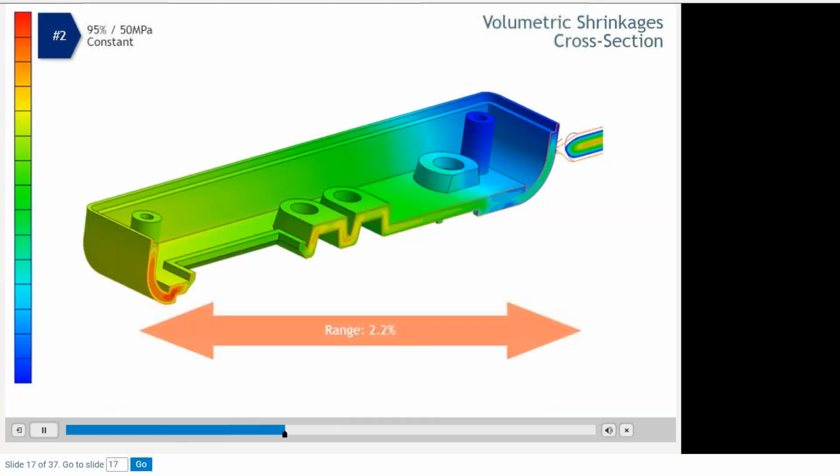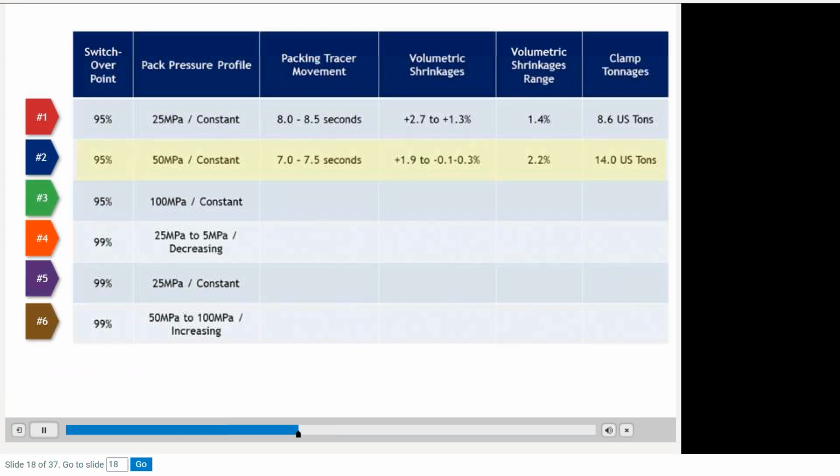The cross-section indicates a significant reduction in volumetric shrinkage with the higher pack pressures. The volumetric shrinkage at the end of flow is about 1.9% and only about negative 0.1 to positive 0.3% near the gate. The results from the second analysis have been added to the table.